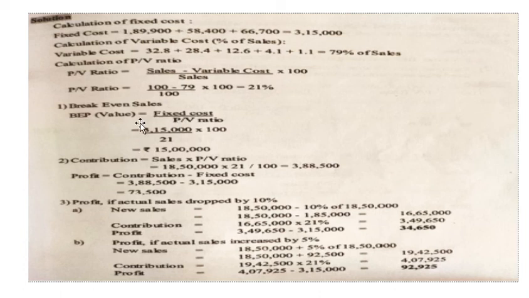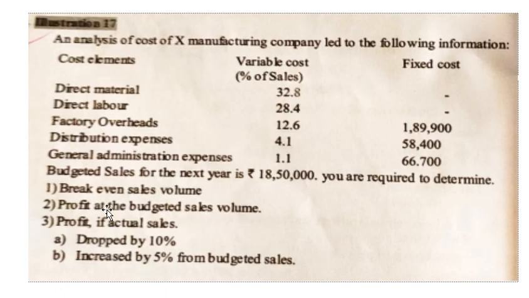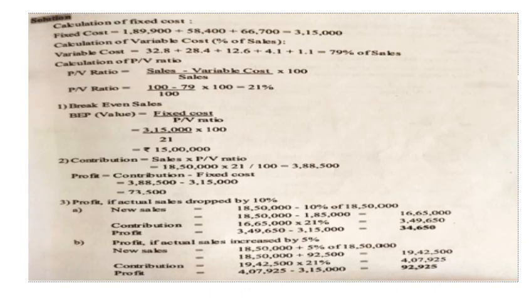So now the break-even point sales. Break-even point value is equal to fixed cost divided by PV ratio. So the first question we are going to calculate is the break-even sales volume. Fixed cost as per the calculation is 3,15,000, divided by PV ratio, which is 21 into 100, which will give us rupees 15 lakh. So 15 lakh will be our break-even point in value.